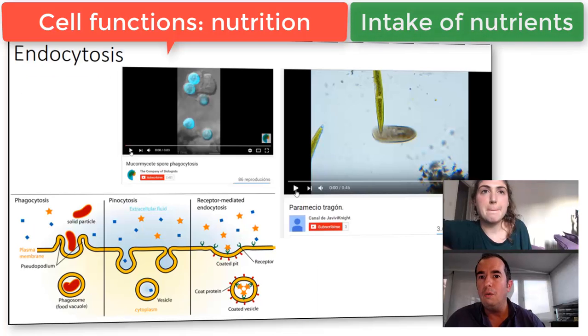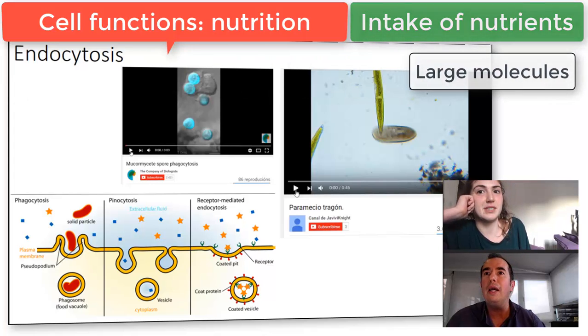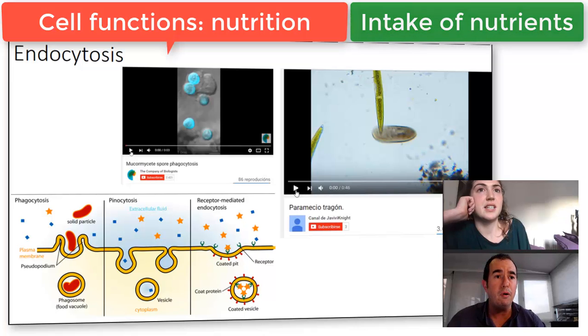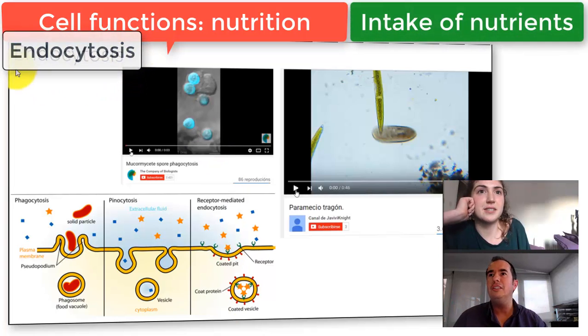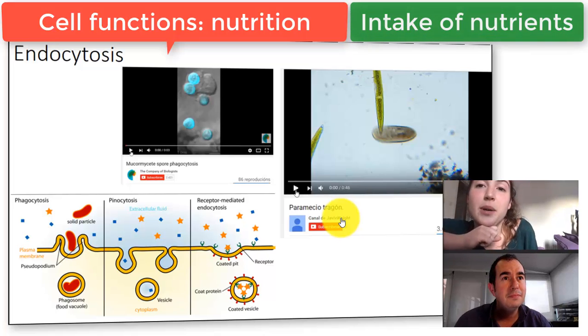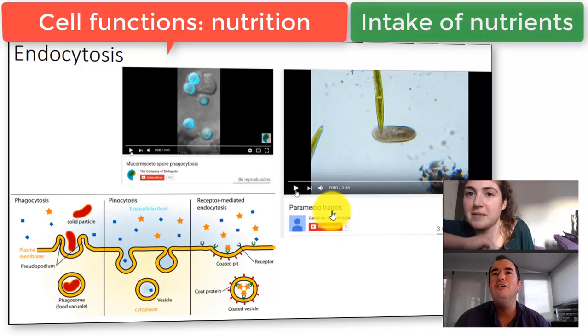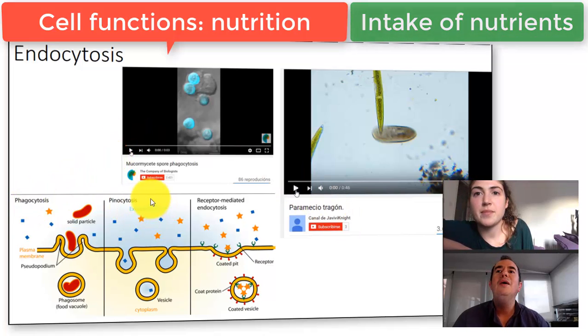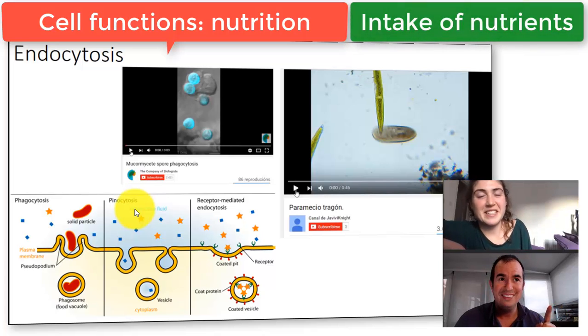We're going to move on now to large molecules. What's the name of the entrance of large molecules inside the cell? Endocytosis. Unless it's a liquid, which is pinocytosis. If it's solid, it's called phagocytosis, and if it's liquid, pinocytosis.